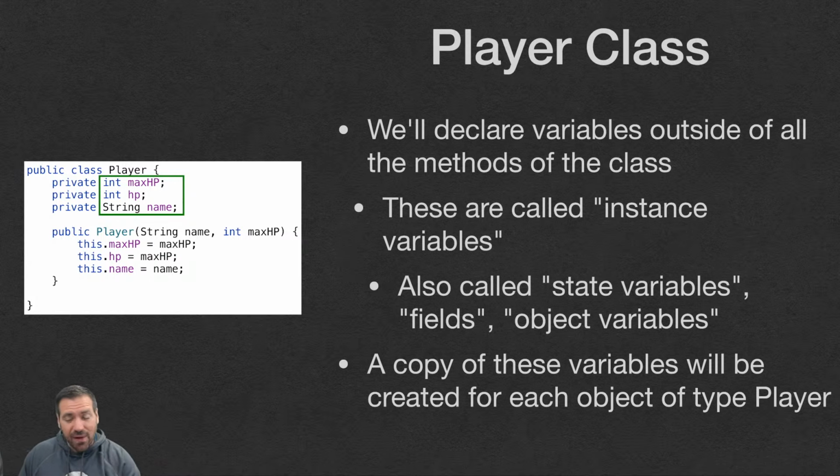These variables have a lot of different names. It's one of those things where you ask 10 different developers, you'll probably get at least 5 different answers as to what you call these variables. I'm going to call them instance variables in the context of 116 because I think it makes the most sense. It's more descriptive of what they are. They are variables that belong to an instance of a class, and an instance of a class is another way of saying an object of that type. So we create an instance of type player.